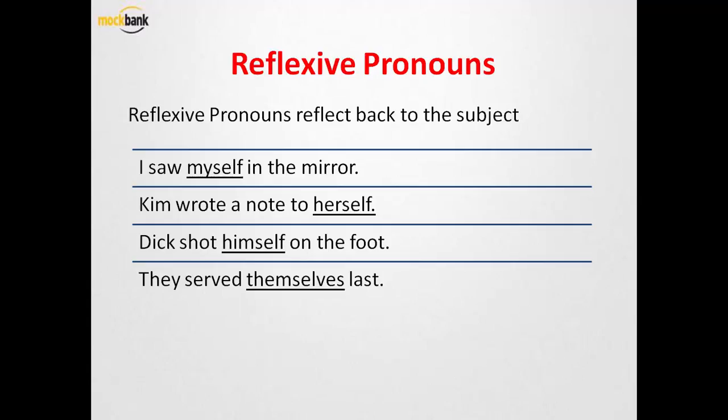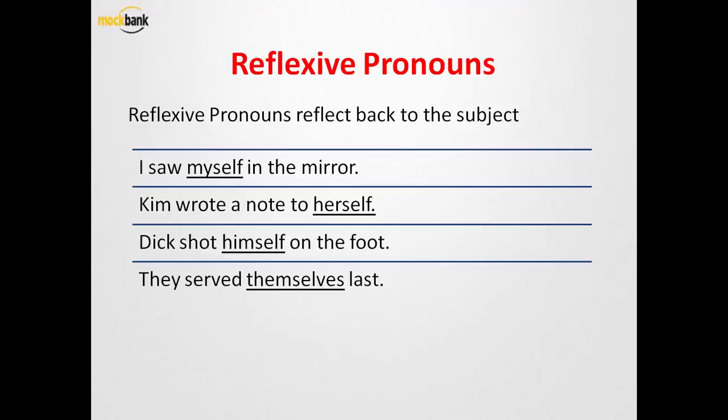So let's understand reflexive pronouns, which reflect back to the subject. The 4 sentences which you can see on the slide use reflexive pronouns. I saw myself. So this word myself is reflecting back to I. That means myself over here is a reflexive pronoun. Kim wrote a note to herself. So herself is reflecting back to Kim. That means herself is a reflexive pronoun for Kim.